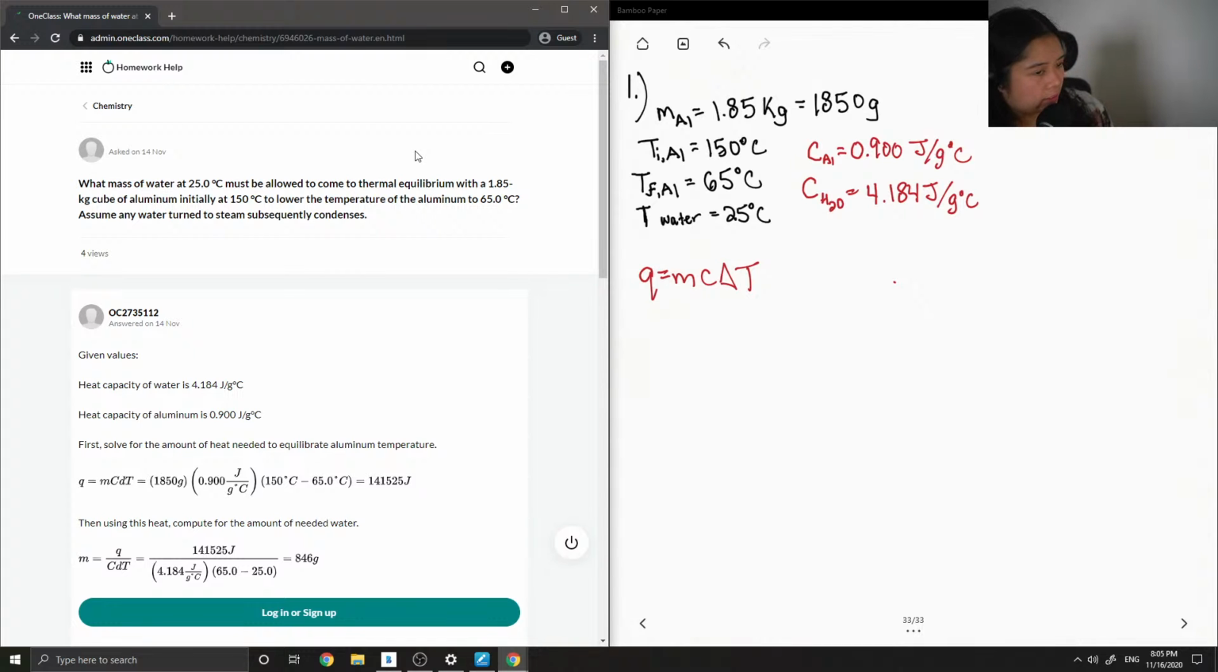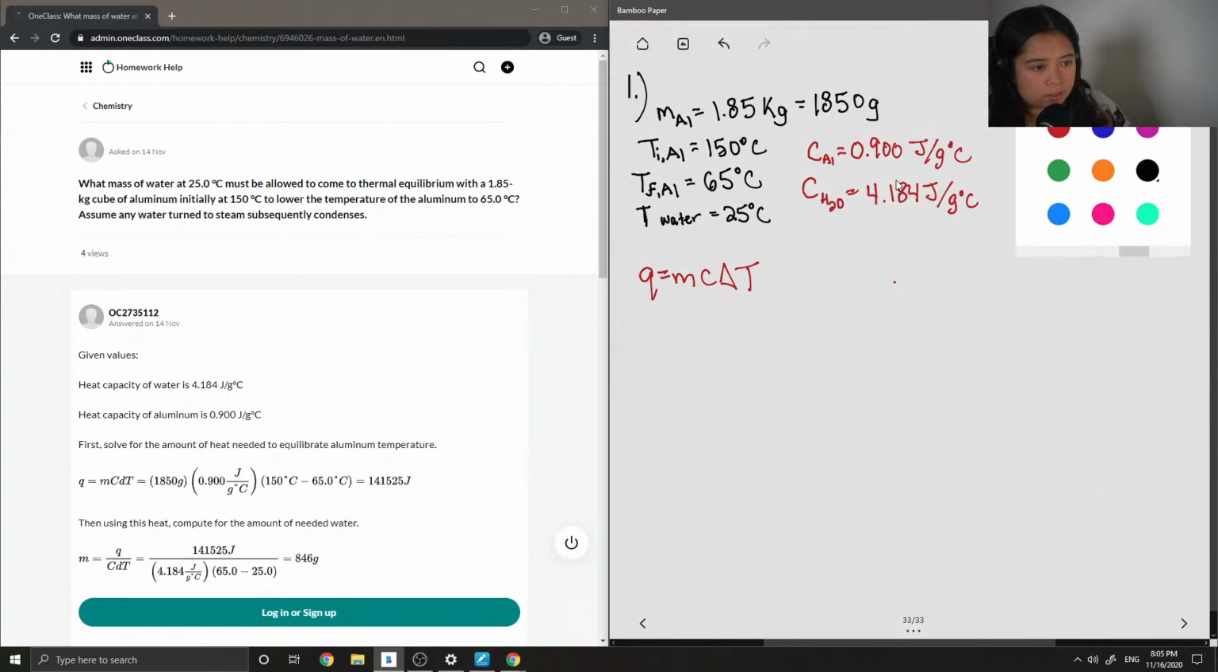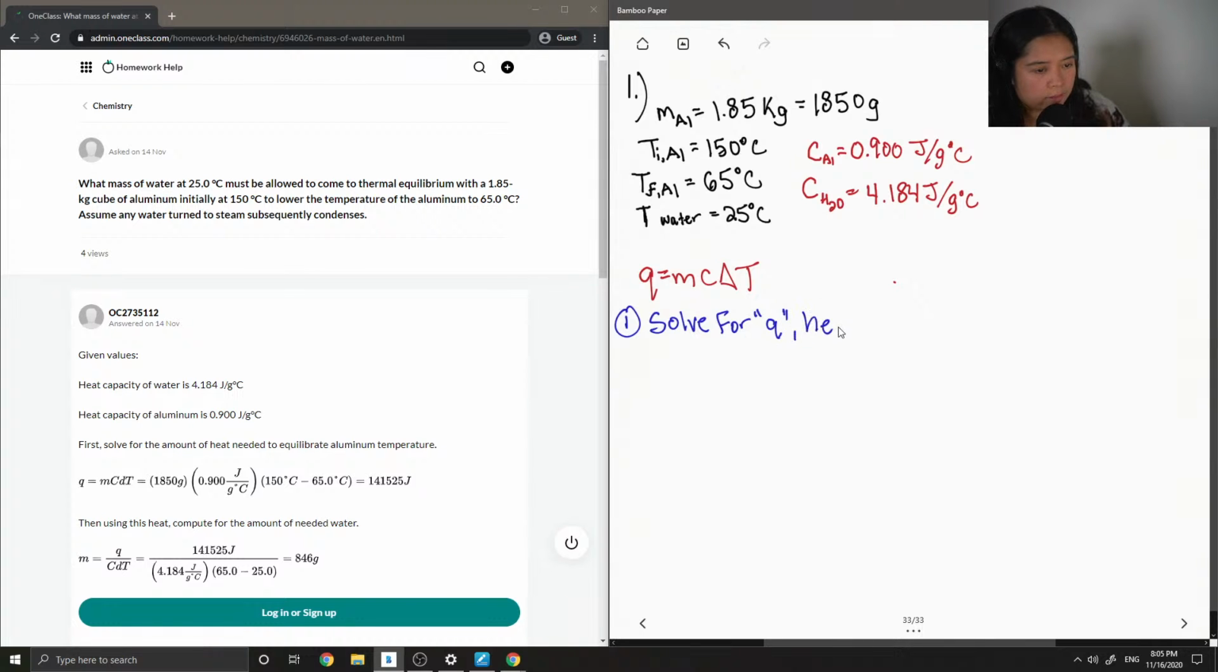Okay, so the first thing we need to do is solve for Q. So step 1: solve for Q, which is also the heat to equilibrate the aluminum temperature.